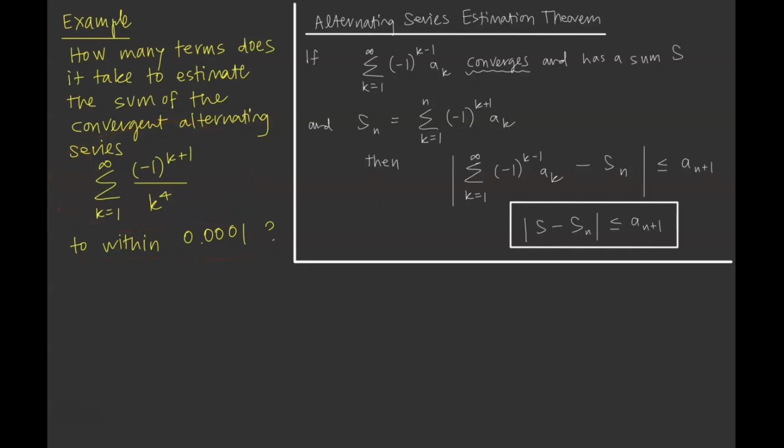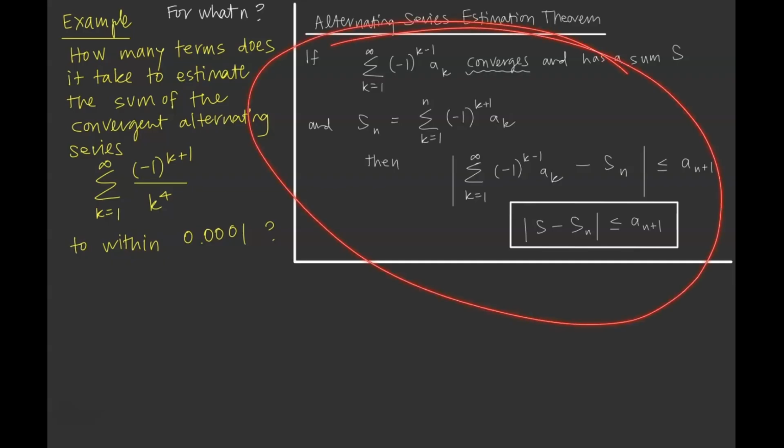So we may not be able to find the exact sum of this infinite series, but there is a way to get close, within 0.0001, which is a pretty good estimate, or we could even get closer if we took more terms. But the question is, how many terms does it take? They're really asking, for what n? How many partial sums out do we need to go? And this theorem is going to tell us.